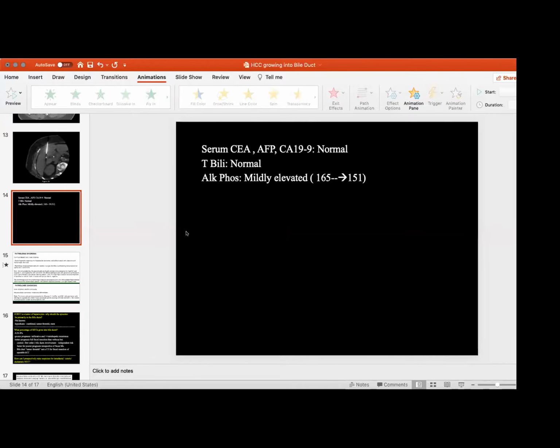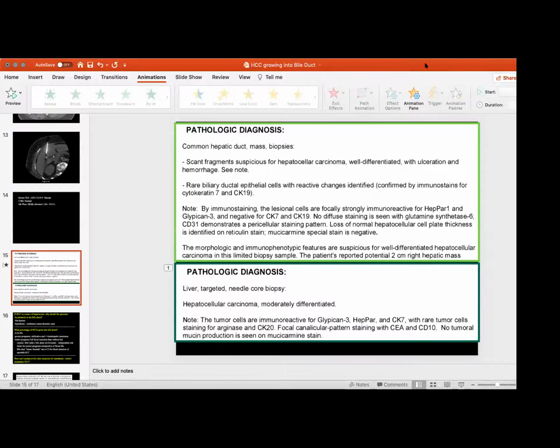So I want to show you a few things from some literature search that I did. Last year, I also showed a similar case, but that was purely intraductal, and that was mistaken for cholangio, operated, and came back as HCC. Now, in this lady, serum CEA, AFP, CA 19-9, everything was normal. So let me, hold on.